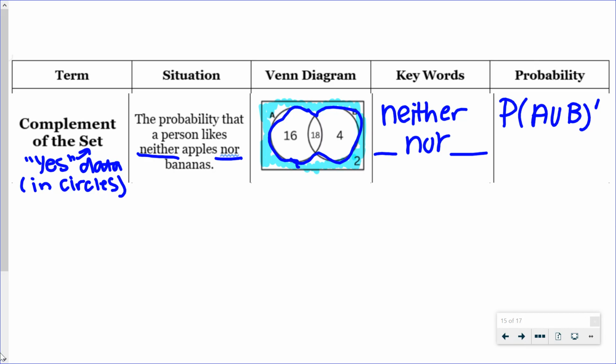Okay, well, what's on the outside of our union? It's 2 out of 40. It's important that if we're finding the probability, we're writing it over the total. If it's just asking for the number, you do not need to put it over the total. In fact, you shouldn't put it over the total, and instead you should use the unit, so people. Okay, so 2 people. But for probability, it's 2 out of 40.